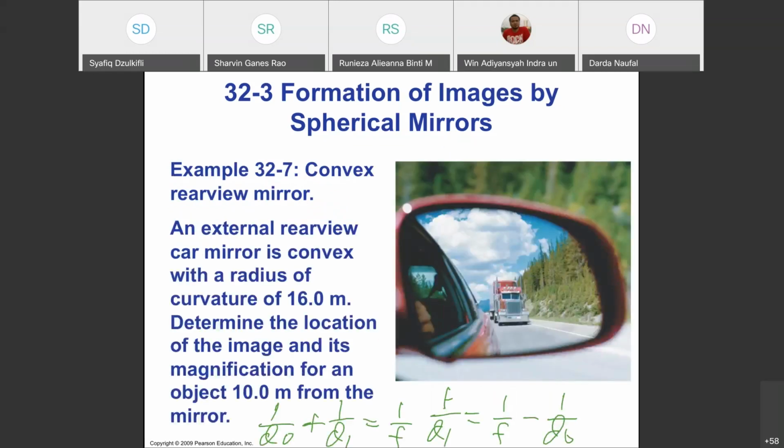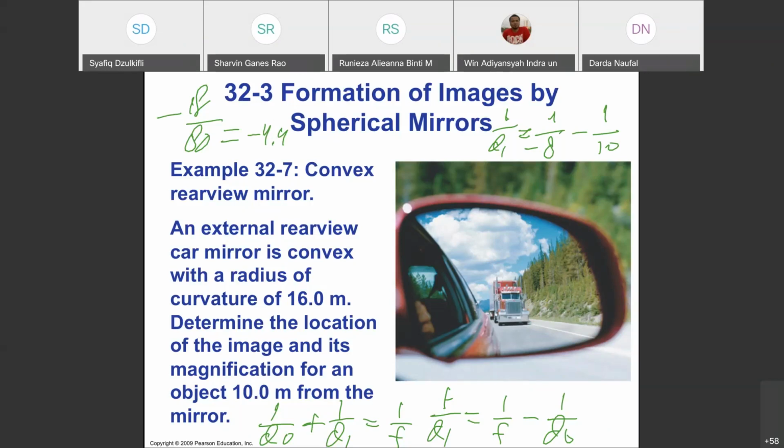Okay, so 1 over di equals 1 over f minus 1 over do. f is 8, do is 10. You get here minus 18 over 80. Right? Minus 8 minus 10, then 8 times 10 is 80. Minus 18 over 80, so di is around minus 4.4.